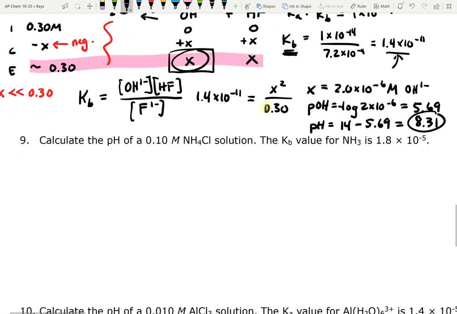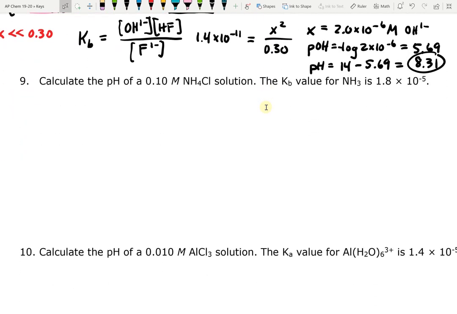Let's take a look at another one, number 9. Calculate the pH of a 0.1 molar ammonium chloride solution. And they're giving us a hint. Again, the Kb value for NH3, 1.8 times 10 to the negative 5. That gives me a not so subtle hint that this NH4+ is going to be the active part of my salt.